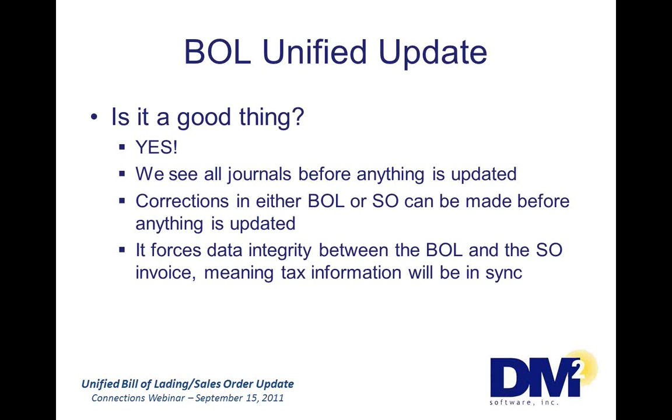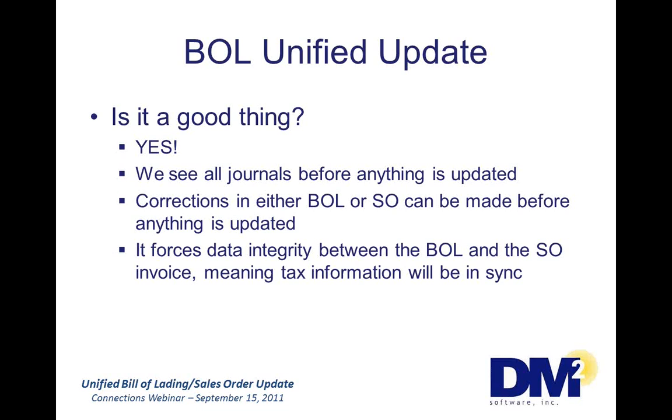Corrections in either bill of lading or sales order can be made before anything is updated. Your gross margin looks wrong. Is it the cost? Is the cost table wrong? If it is, make the correction in the cost table. Make sure the change is noted on the bill of lading and rerun the journals. The pickup point is causing a problem, it's wrong. You will have to delete and re-enter the bill of lading to correct that.